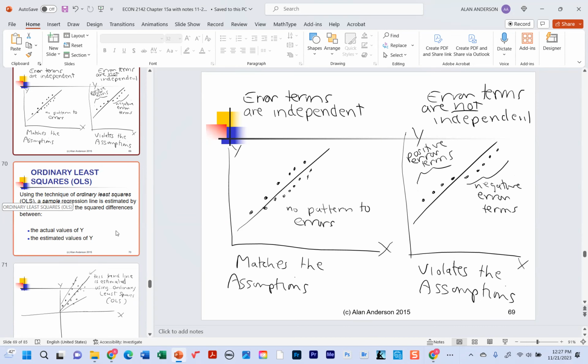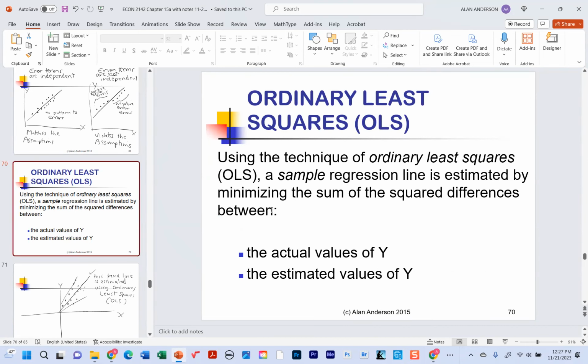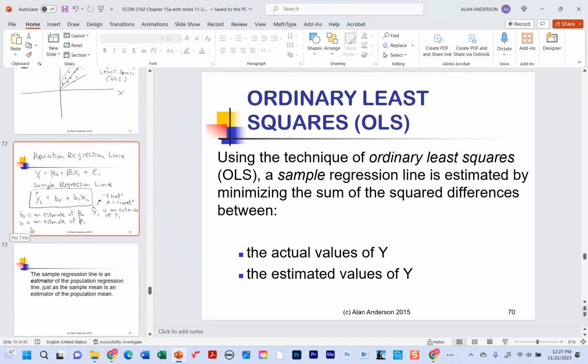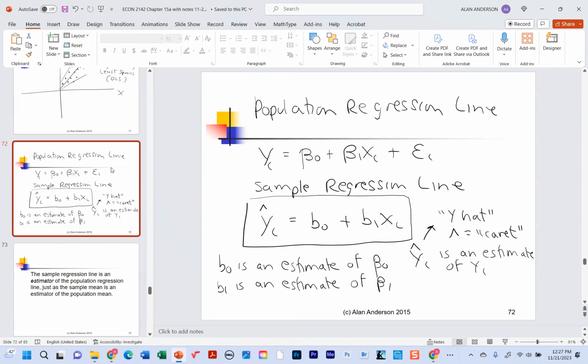So the name of this technique is called ordinary least squares, and it generates a sample regression line. And of course, the notation has to be a little different. So let me show it to you real fast. What I've done here is I've written down the population regression line and the corresponding sample regression line. Okay. Let's look at the two.